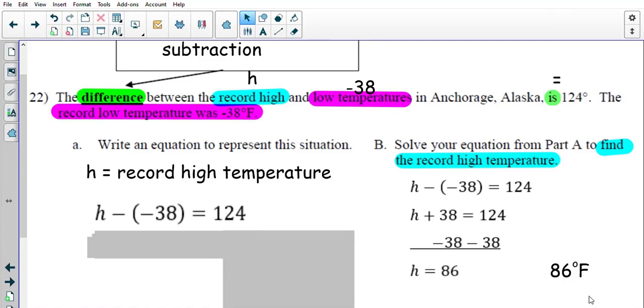Make sure it makes sense, because if you add 38 to 124, you end up getting a record high temperature of 162 degrees. We're not talking about the middle of the desert here. We're talking about Anchorage, Alaska, which is closer to one of the poles. So we really want to make sure that that record high temperature is reasonable. 86 makes a whole lot more sense than 162 degrees.